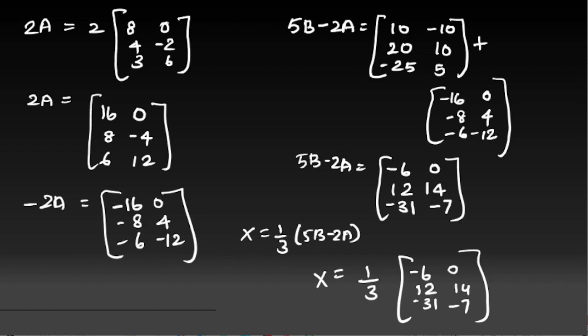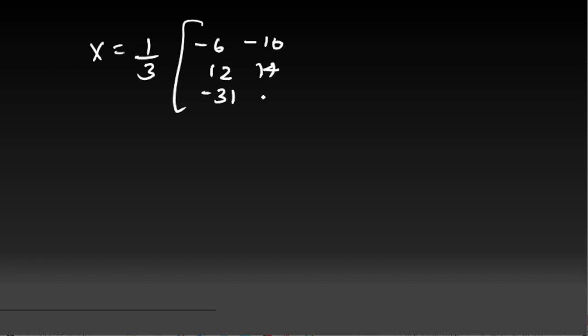Simply, you have to do the scalar multiplication. So your x is equal to 1 by 3 times the matrix, and I am writing the values again: minus 6, 12, minus 31, minus 10, 14 and minus 7. So this is the value. Your x is equal to this, and you have to divide each and every term by 3. When you divide it, what are you going to get?